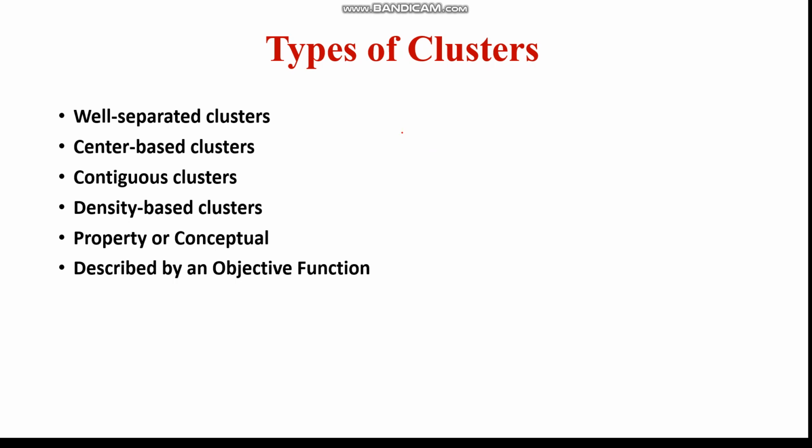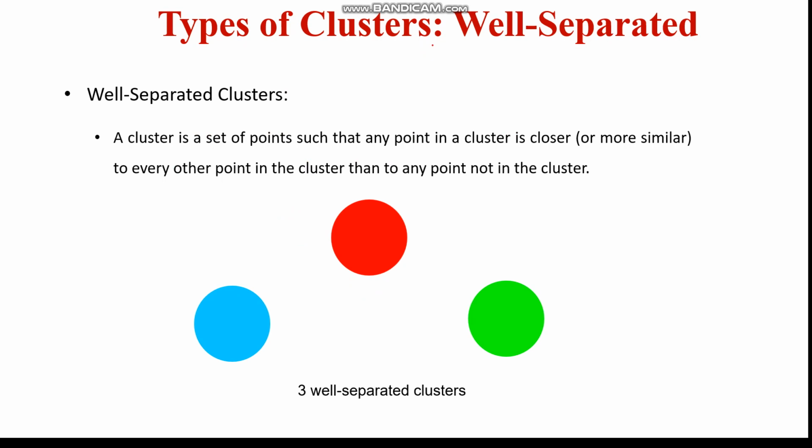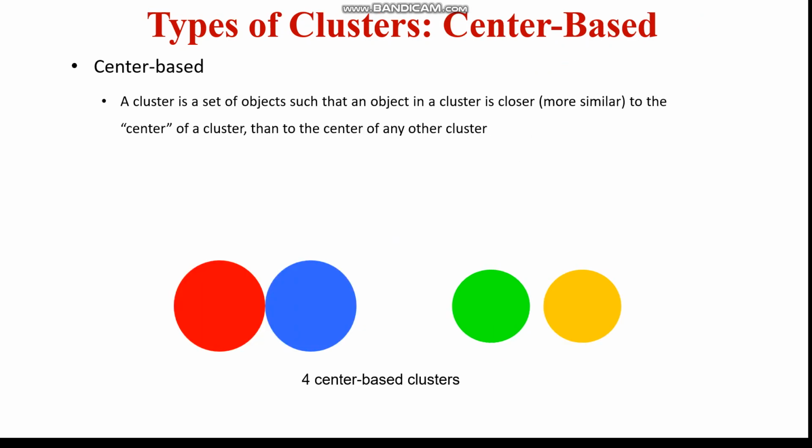So talking of various types of clustering, we have well separated clusters, center based clusters, contiguous clusters, density based, property or conceptual clusters, and clusters described by an objective function. Firstly, we have well separated clusters. When we talk of well separated clusters, we can say they are totally different from each other. There is a proper separation between these. Here a cluster is a set of points such that any point in a cluster is closer or more similar to every other point in its own cluster, and there is no point of similarity with the other clusters. So they are clearly separable and also known as well separated.